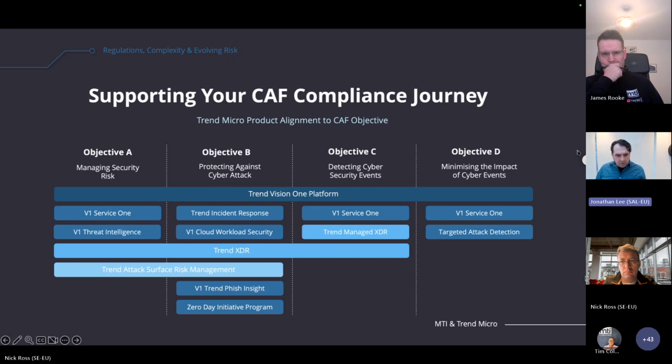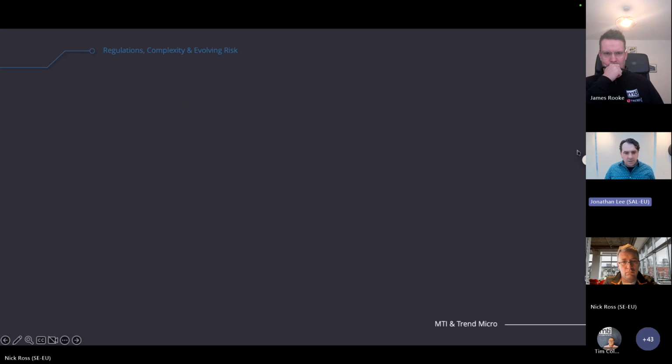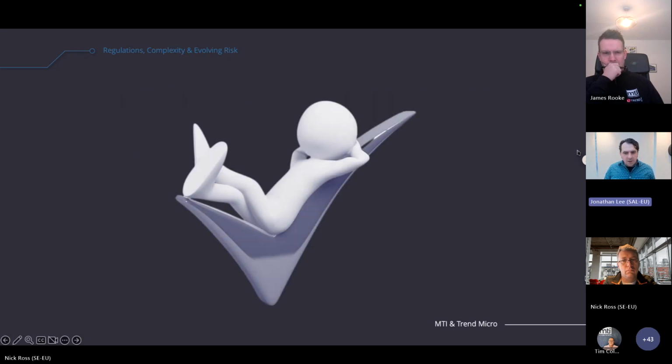What we're specifically talking about today, though, is managing risk. So we're talking about Trend attack surface risk management, which overarches objectives A, managing security risk, and B, protecting against cyber attacks. So you might think, great, I've got this compliance framework, I can rest on my laurels now, I can tick a box and everything. I'm sure you don't really think that, but we mustn't get caught in this tick box mentality.